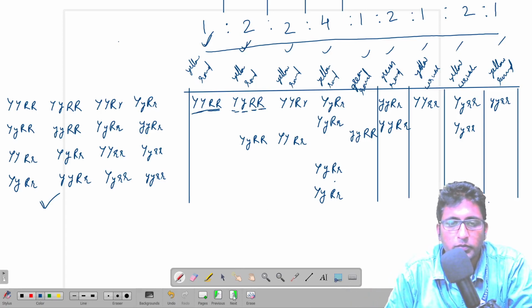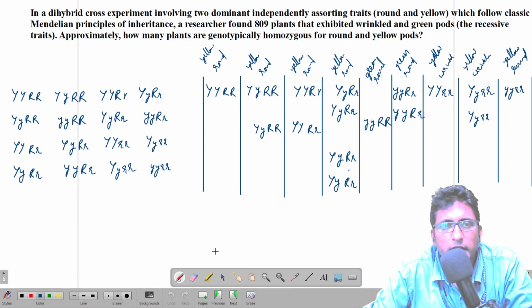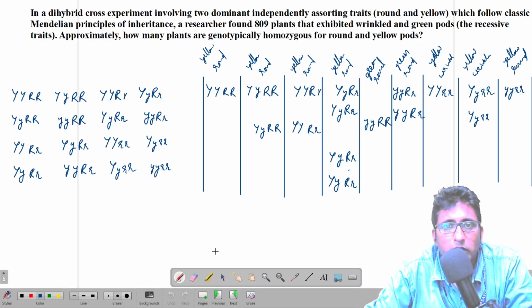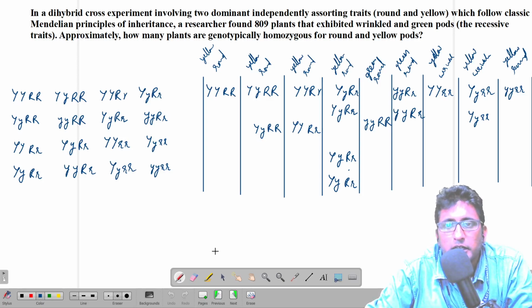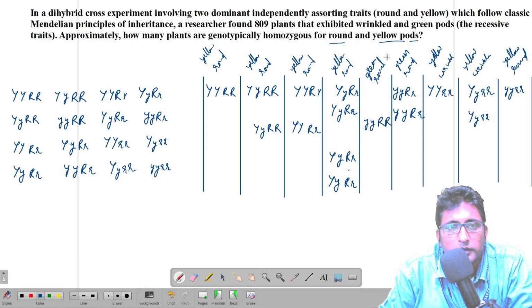Let's do a quick problem and see if we can make it out. The question is, in a dihybrid cross experiment involving 2 dominant independently assorting traits, round and yellow, which follow classic Mendelian principles of inheritance, a researcher found 809 plants that exhibited wrinkled and green pods, the recessive traits. Approximately how many are genotypically homozygous for round and yellow pods?